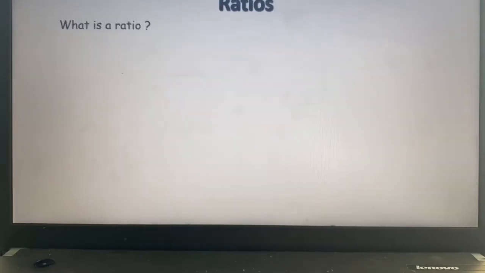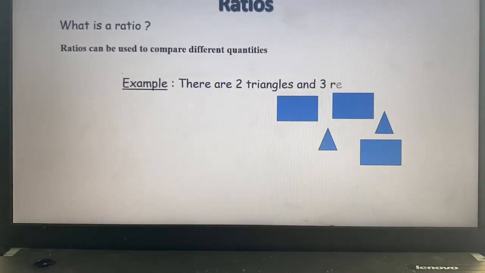Okay, so we are going to look at ratios. What is a ratio? A ratio is a really useful way of being able to compare different quantities and amounts for different things. A very simple example here would be that we have 2 triangles and 3 rectangles in this picture. So we could express that as a ratio, and a ratio is expressed in a very specific way.